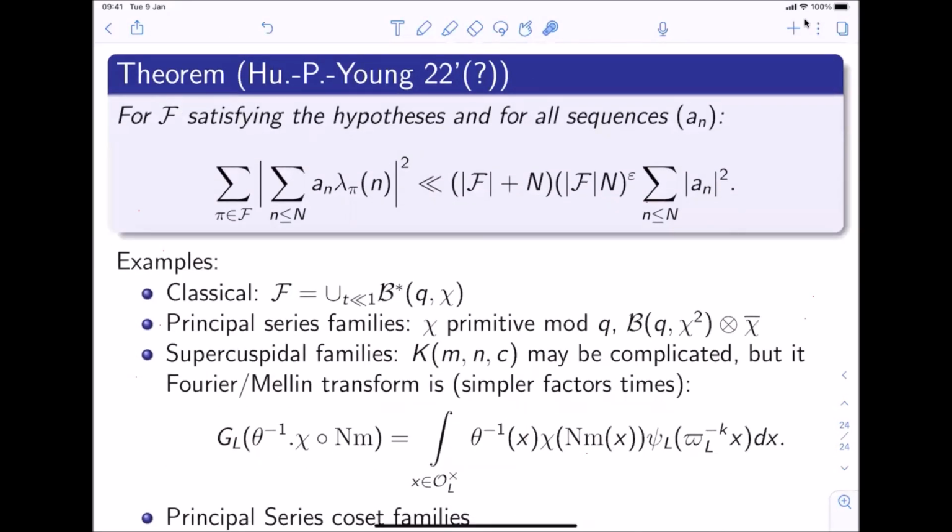So given these two things, we get this theorem. If F is a family satisfying the hypotheses above, which can be picked out by specifying an adelic F in this adelic pretrace formula, then for all sequences, we get a sharp large sieve inequality. So this is, up to this epsilon, the best large sieve inequality you can hope for for one of these families.